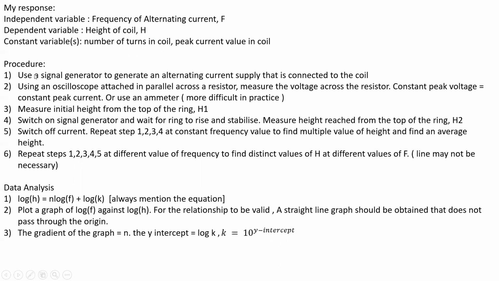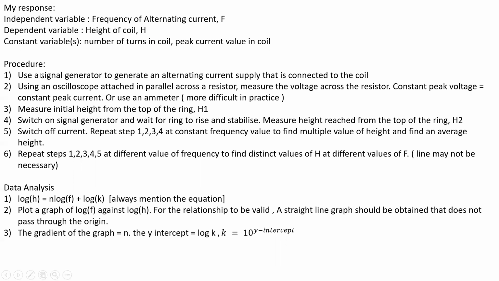So the procedure is: use a signal generator to generate an alternating current supply that is connected to the coil. Use an oscilloscope attached in parallel across a resistor and measure the voltage across the resistor. Constant peak voltage equals a constant peak current, or use an ammeter, but it's more difficult in practice.